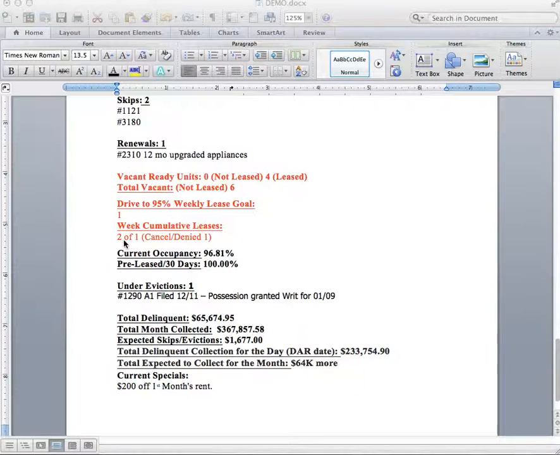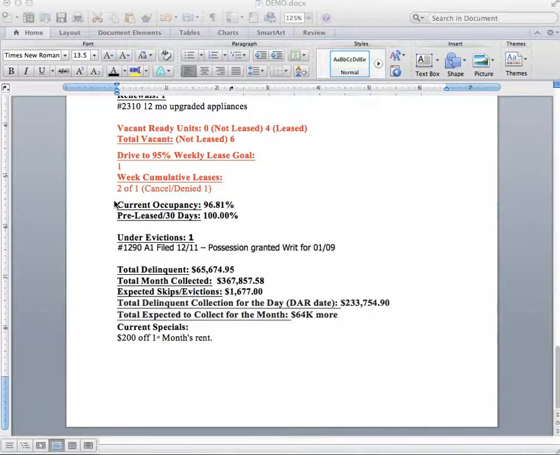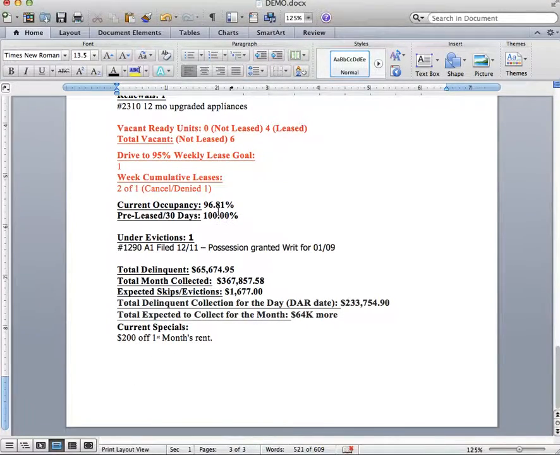We see here that they actually leased 2 leases for this week. However, 1 of them was denied, so they have 1 of 1 leases, ultimately meeting their drive to 95. This is what CRP is really looking at on a daily basis from here down. We're looking at what your occupancy is, where you're pre-leased, if you've filed any evictions, and what your delinquency is.